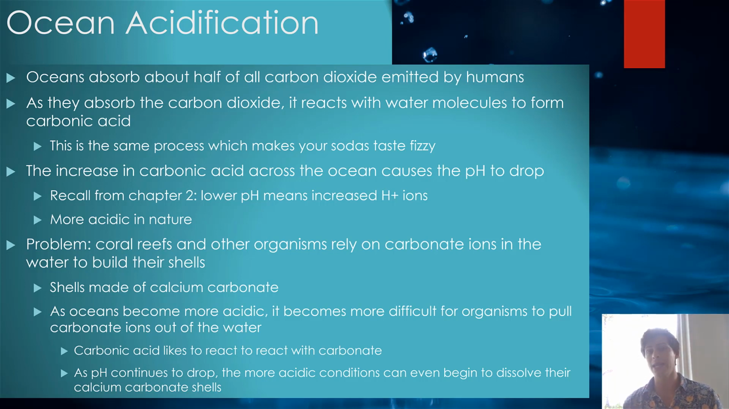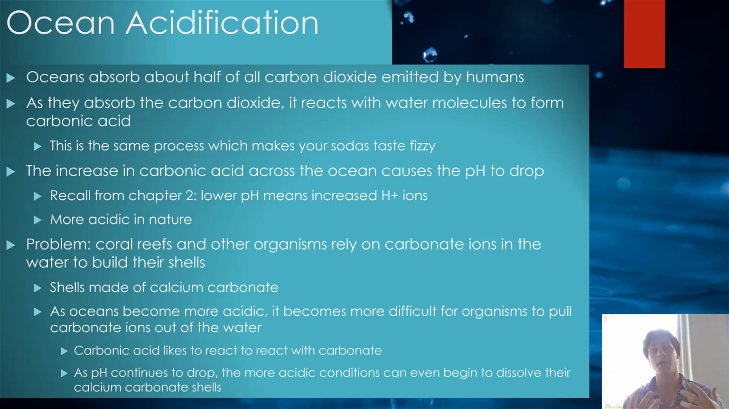When you think of literally any clam or oyster, the skeleton or the shell of that oyster or clam is made of calcium carbonate. Any crab you've ever seen, basically any organism that builds its own shell is going to rely on extracting carbonate ions and calcium ions from the water and creating calcium carbonate shells.